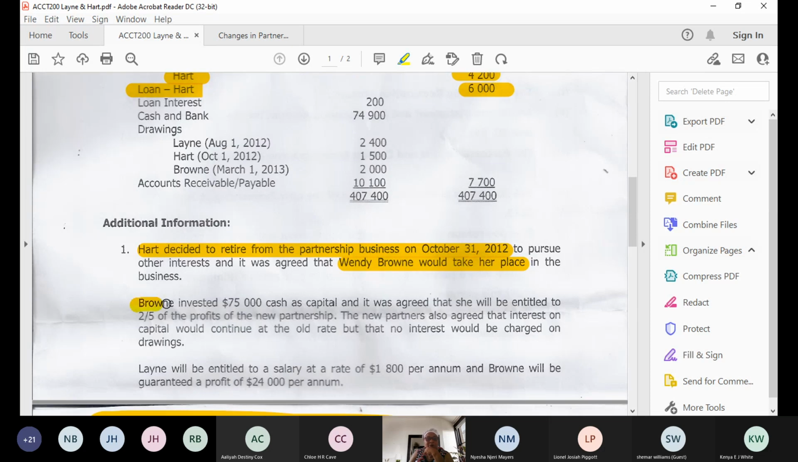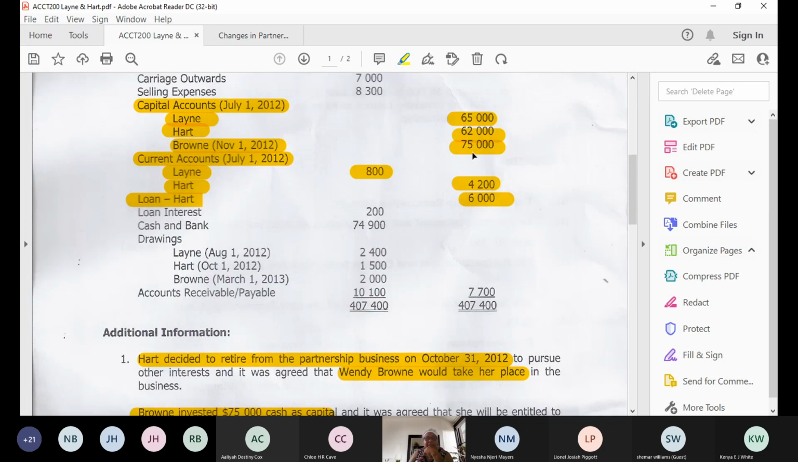Because here it says Brown invested $75,000 cash as capital. And this is it here. The $75,000 is already here in the trial balance, which means it's accounted for. And that is November 1st. So this is how we came up with the November, December, January, February, March, April, May, June. So that's how we came up with the November to June, and we got the 8 months for the change.